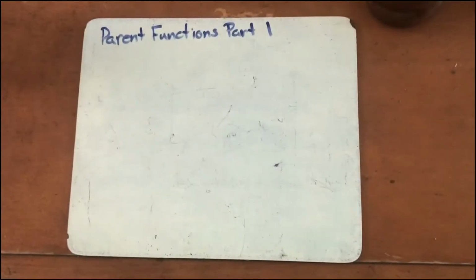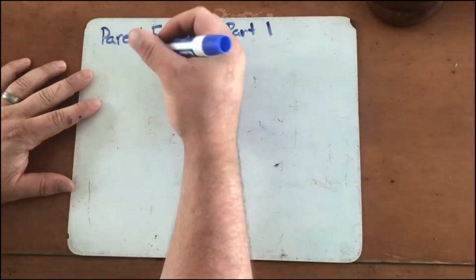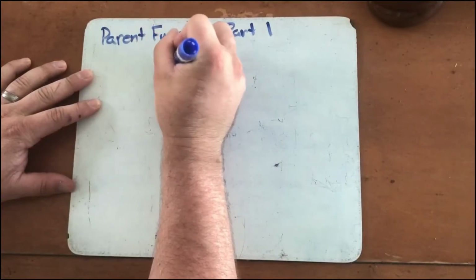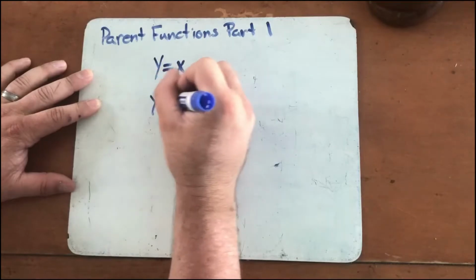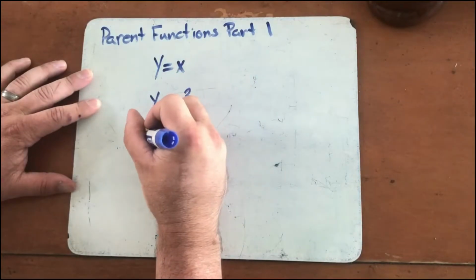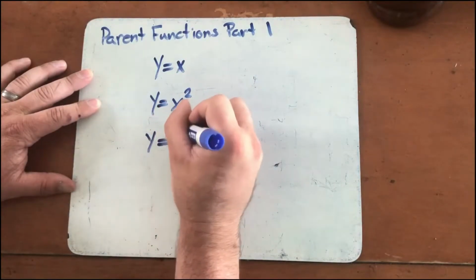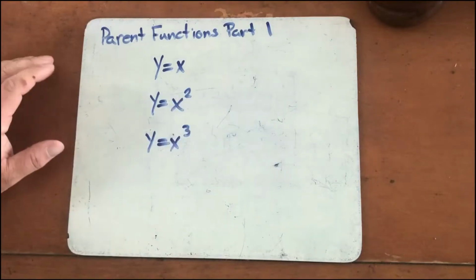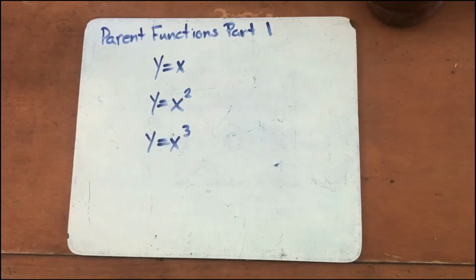Today we're going to look at parent functions part 1, specifically 3 parent functions. The first parent function is y equals x. The second parent function is y equals x squared. And the third parent function is y equals x cubed. So what we're going to look at is how to identify what the parent function is based on either an equation or a graph. Okay?